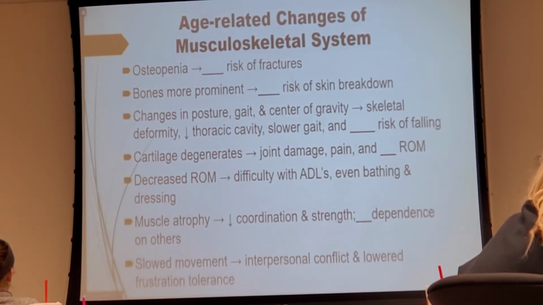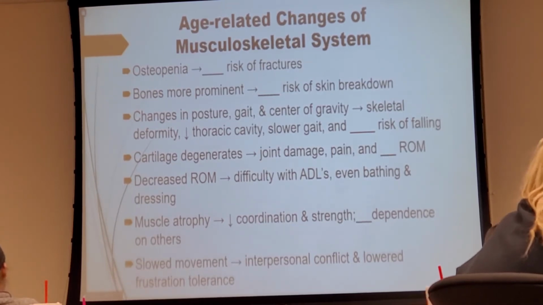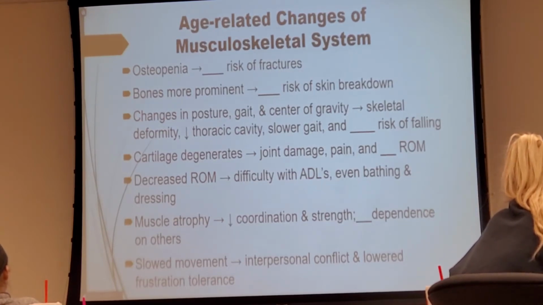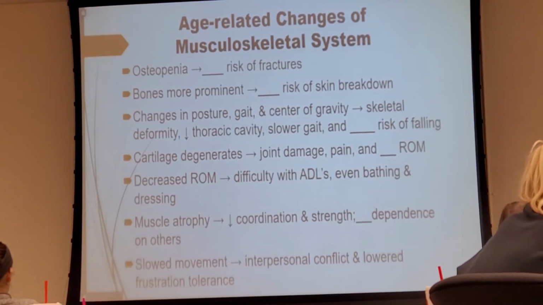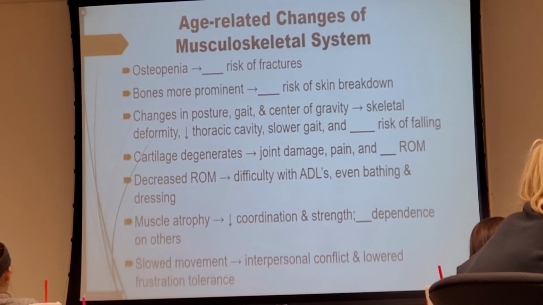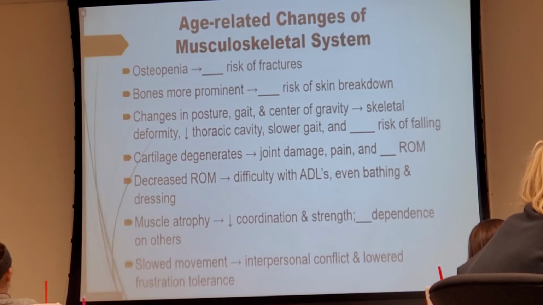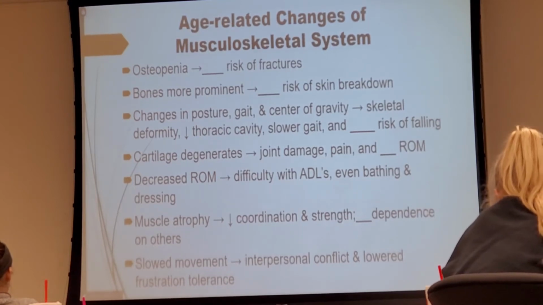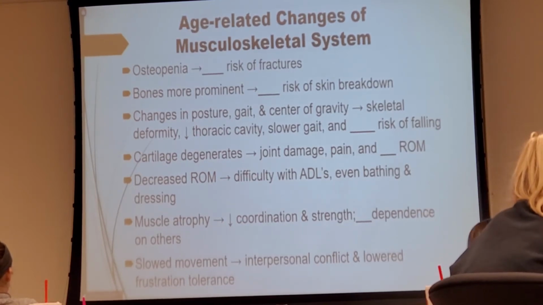Cartilage degenerates. We talked about the role of cartilage in protecting bone and making those movements easier. As that degenerates, we get joint damage, joint pain, and decreases in our range of motion. In turn, that decreased range of motion is going to cause difficulties with ADLs, even bathing and dressing. They get muscle atrophy, which is going to decrease strength and coordination, and increase their dependence on others to do things for them.